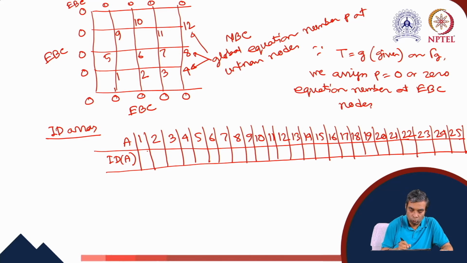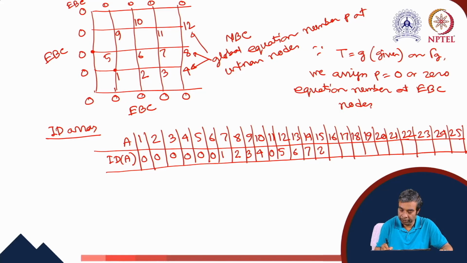Now for global node 1, the equation number is 0. For global node 2, equation number 0. It means that up to the 6th global node, our equation numbers are 0. So these are all zeros. So our first equation corresponds to the 7th global node. So we can write for nodes 7, 8, 9, and 10, equation numbers 1, 2, 3, and 4. When you go to the 11th node, it is a Dirichlet node, so the equation number is 0. The next 4 equations come as 5, 6, 7, 8.